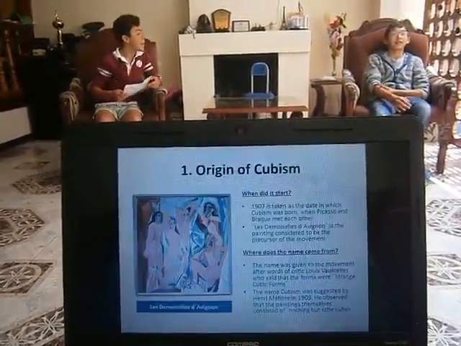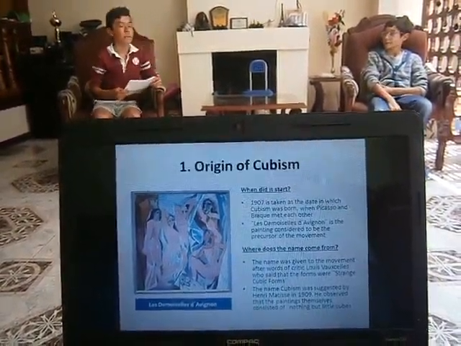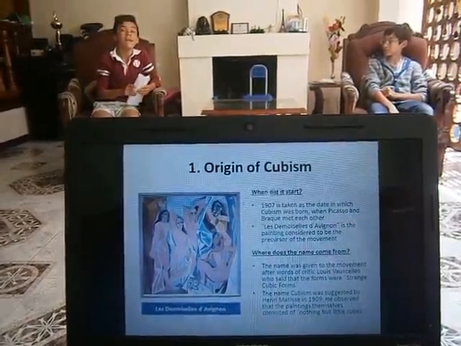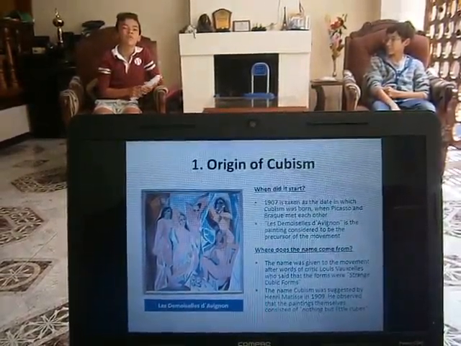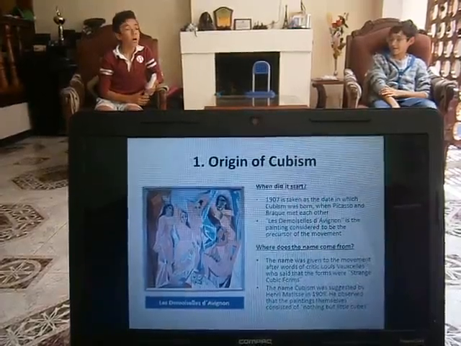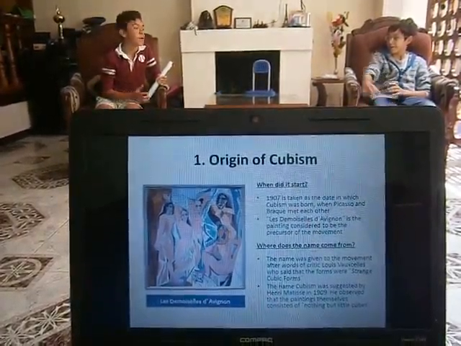1907 is taken as the day that Cubism was born, when Picasso and Braque met each other. Les Demoiselles d'Avignon is the painting considered to be the precursor of this movement. But where does the name come from?